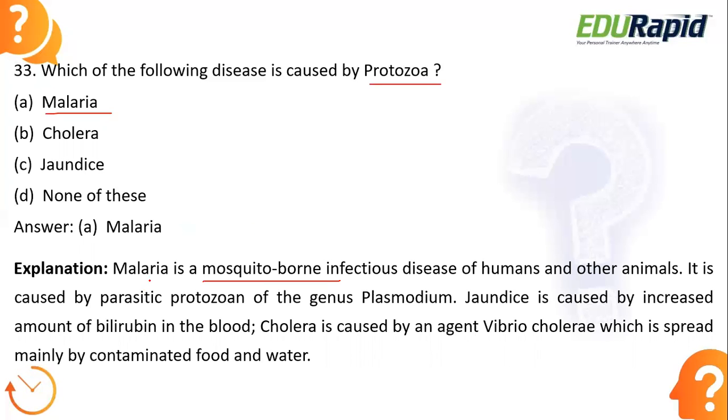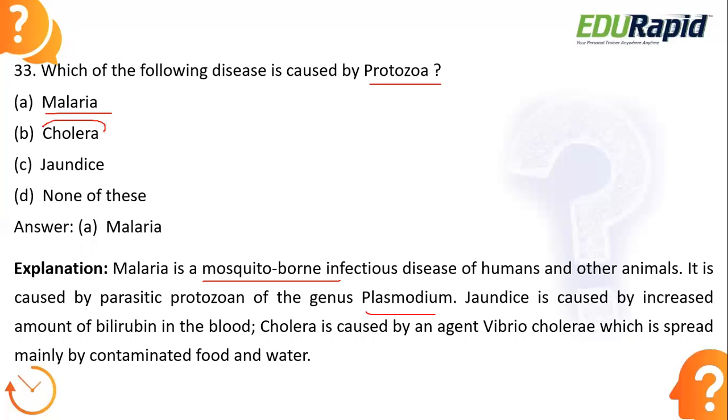Specifically, the protozoan species Plasmodium causes malaria disease. They are carried by a vector called the mosquito. Malaria is carried by the female Anopheles mosquito, which is a vector that carries Plasmodium vivax. That is a protozoa, and that is the one which causes malarial disease.